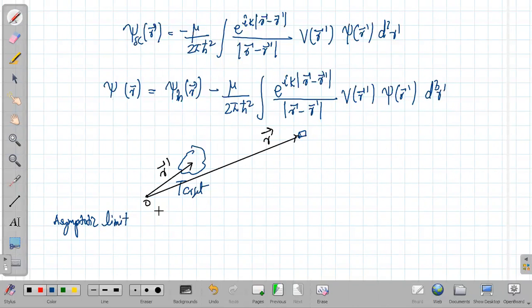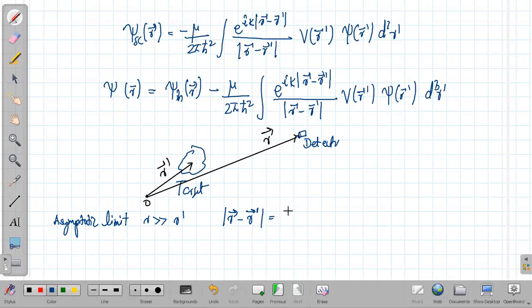So asymptotic limit is when the target is very far away from the detector. It is r much greater than r prime. If r is much greater than r prime, then it's called asymptotic limit. So in asymptotic limit, we can have a similar expression for this. Okay, so if r is much greater than r prime, then what about e raised to i k modulus of r minus r prime?